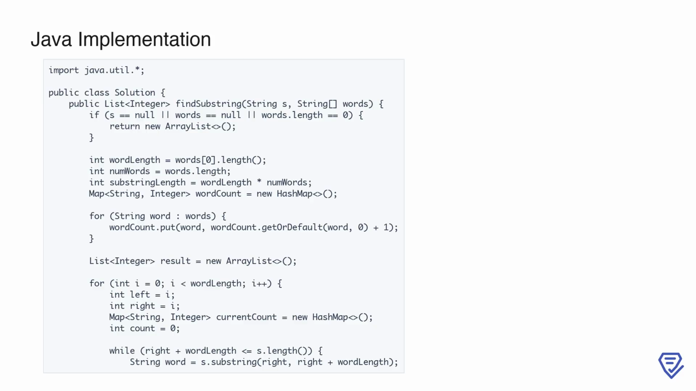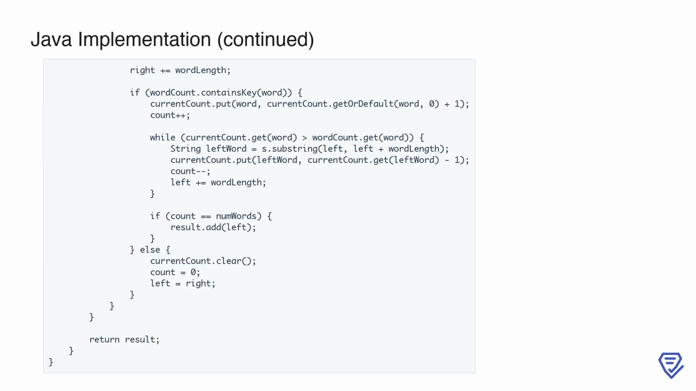The inner while loop ensures that we only process substrings that are within bounds, extracting words of word length from the string, starting at the right pointer. Once the word is extracted, we move the right pointer forward by word length.